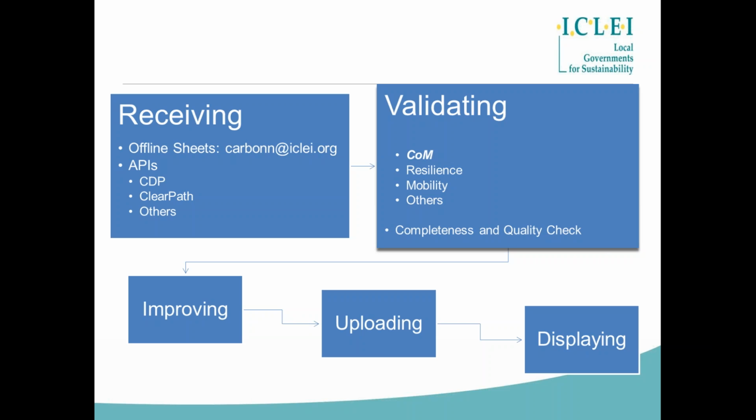We start, as you know, by receiving, and for that there are two channels, which are the offline reporting sheets, which we receive through carbon@iclei.org, the Carbon emails account, from the regional offices or from the cities themselves. And then we have the APIs, that means CDP, ClearPath, or any others. Then we receive those, and after this, the data goes to a process that we call validating.